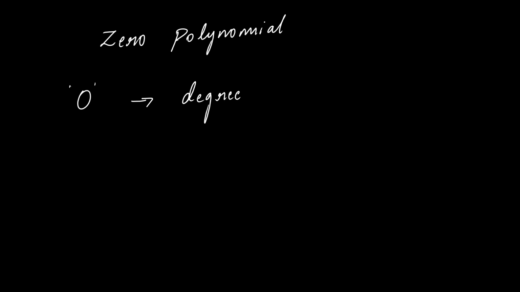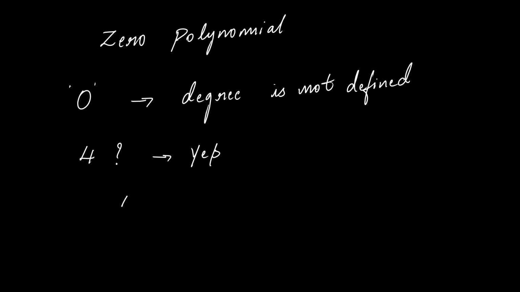Zero polynomial. So 0 is a polynomial because its degree is not defined. If you put 0 to the power 0, it is 0 only. So here the degree is not defined. So that is why it is a polynomial. And let's see, there is one more number, which is 4. Is 4 a polynomial? Yes, it is a polynomial because we can write it as 4 multiplied by x to the power 0. So x to the power 0 is 1. So 4 multiplied by 1 is 4. So a constant is also a polynomial.